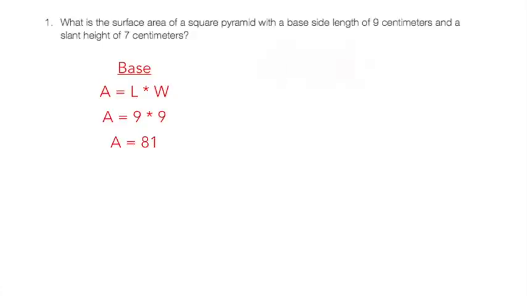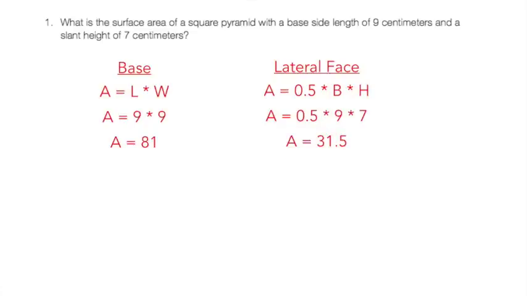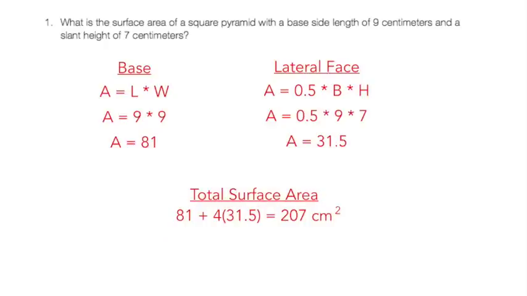Now we're going to find the area of the lateral face, which is going to be a triangle, which is 1/2 base times height. So our slant height is 7, and our base is 9. So we get 31.5, we multiply all three of those together. Now we have 4 lateral faces since we have a square pyramid. So we're going to add, to get our total surface area, our base plus 4 of our lateral faces together to get 207 centimeters squared for our total surface area.